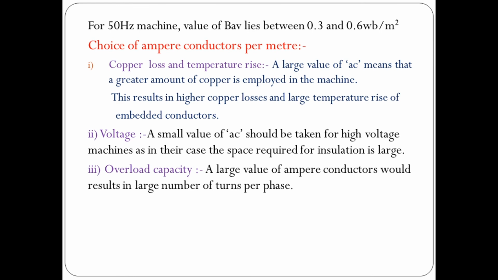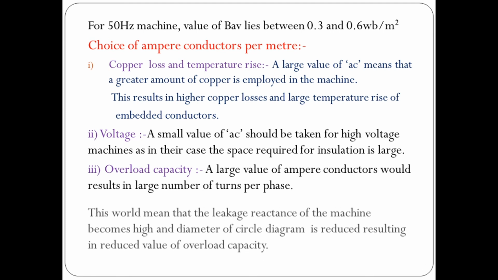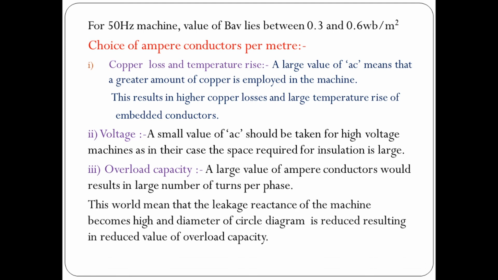And the third point is overload capacity. A large value of ampere conductors should result in a large number of turns per phase. This means that the leakage reactance of the machine becomes high, and the diameter of the circle diagram is reduced, resulting in reduced overload capacity.